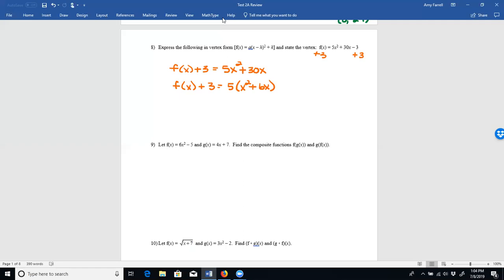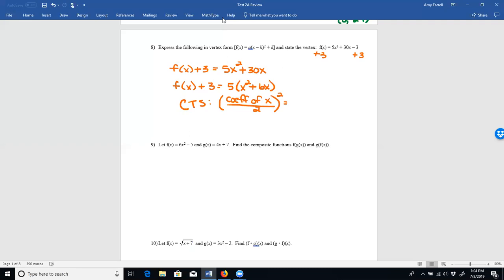So I factored out my 5. Now I'm ready to complete the square. I'm just going to use CTS for complete the square. To complete the square, we're going to take the coefficient of x, divide it by 2, and square the result. So coefficient of x, divide by 2, square the result.